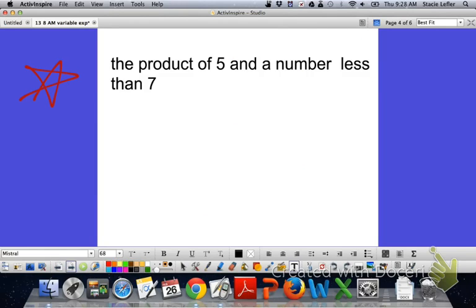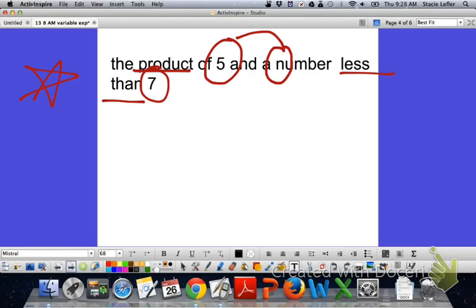Okay, here's a tricky one. You might want to put a star beside it. So we have the product of 5 and a number less than 7. So product is multiply. We're going to multiply 5 and a number. So I'm going to use n for number. And that is less than 7. So what's bigger? 5 times a number or 7? Remember, it's 5 times a number less than 7.